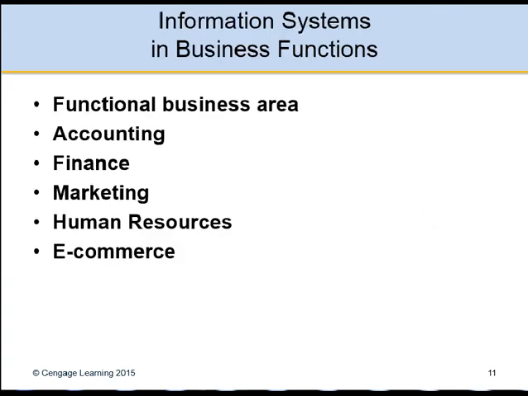A functional business area are services within a company that support its main business. And they include the accounting function, the finance function, marketing, and human resources, and other similar systems that support the main business. It's part of a larger enterprise system.